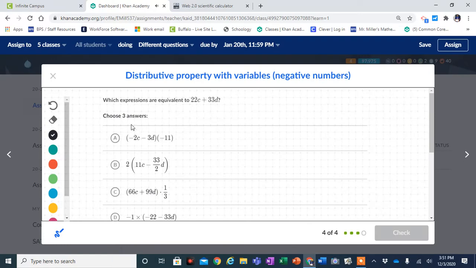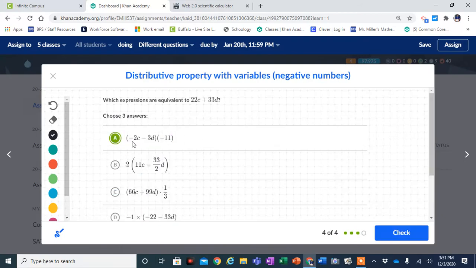All right, for this one, there's 3 answers that give you this. So again, we have to check. So a negative 11 times a negative 2 would give you a positive 22, and we have the letter C. And a negative 11 times a negative 3 would be a positive 33, and we have the letter D. So A is an answer.